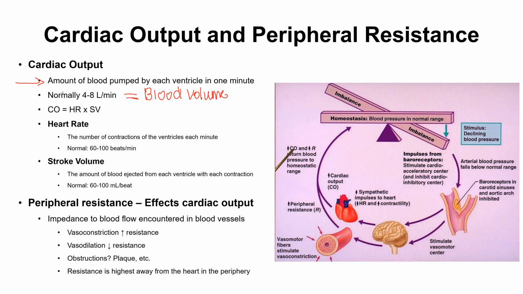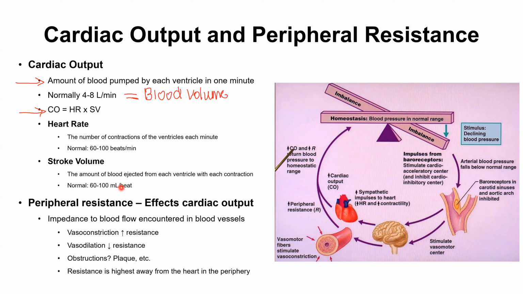Again, cardiac output mathematically is equal to our heart rate multiplied by our stroke volume. Heart rate is simply a measure of how many times the heart beats every minute. Normally this is between 60 and 100, which we talked about earlier. And then stroke volume is how much blood the ventricle pumps out every time that it contracts. This should be between 60 and 100 milliliters. So every time the heart beats, it is forcing out 60 to 100 milliliters of blood.